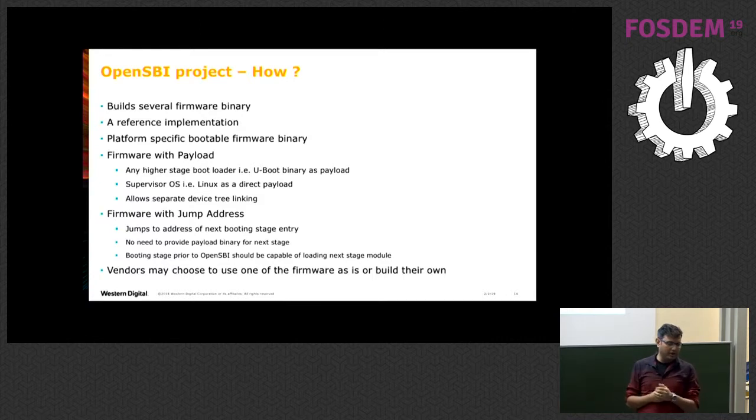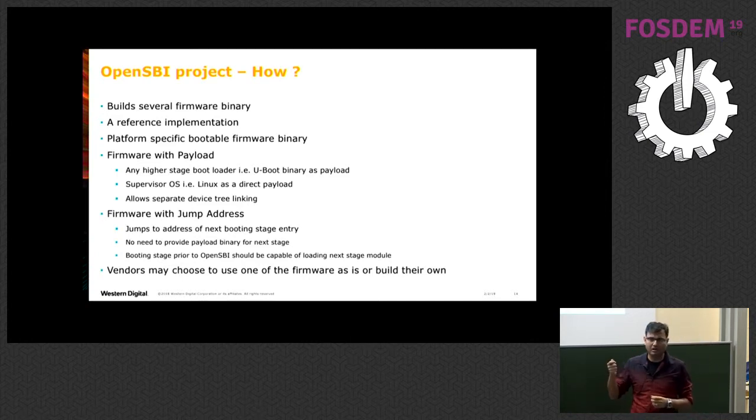So there are two ways of building the firmware. One is with a payload, which is a standard mechanism where you give the next bootloader or next image as a payload to OpenSBI. OpenSBI combines it and boots it, and makes sure that from OpenSBI it boots the next image. There is also a feature that we can add the device tree as a separate file, so any device tree modification that you want, you can go ahead and do.